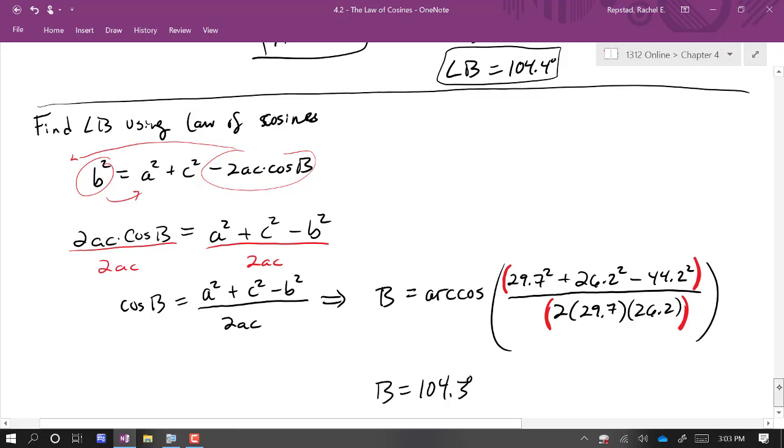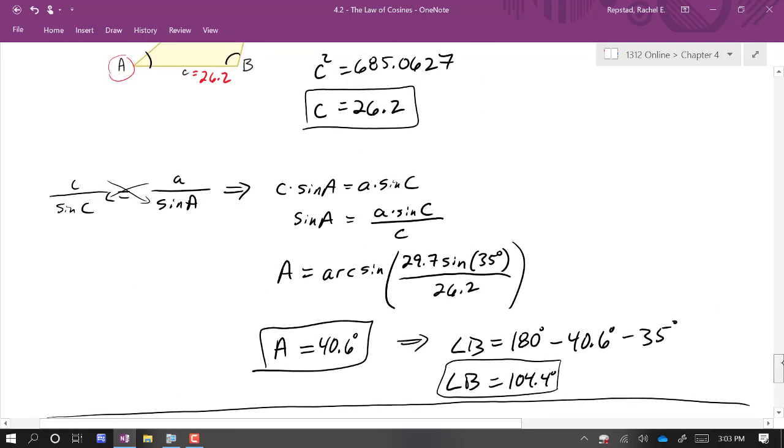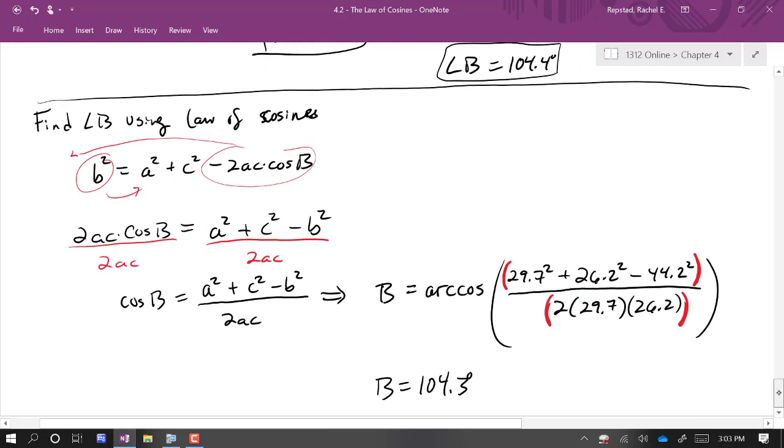So we were pretty close. I think it has to do with just the rounding that we had to go through, but these are consistent results. Keep in mind, one of the most important things to remember when you're working with oblique triangles is that the arc sine function will never give an obtuse angle.